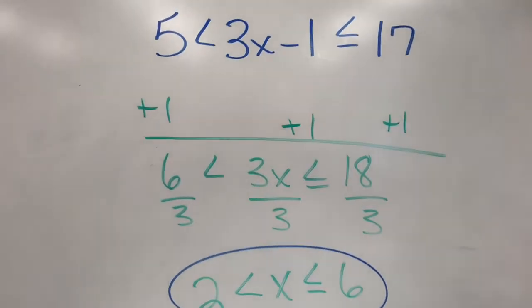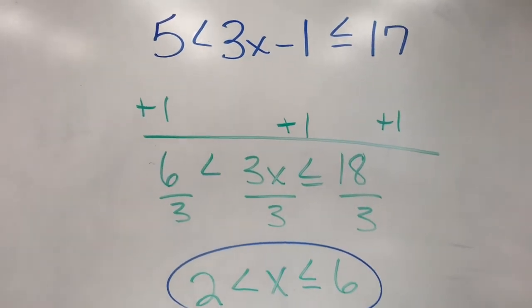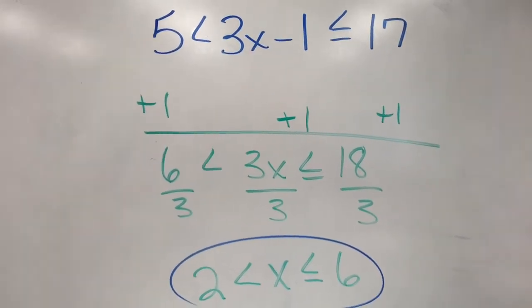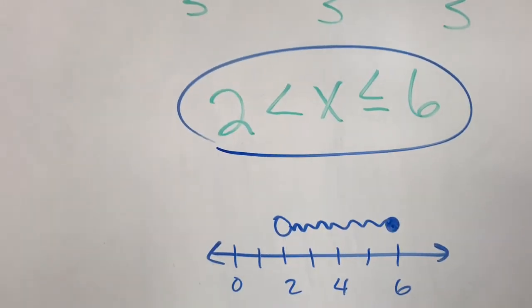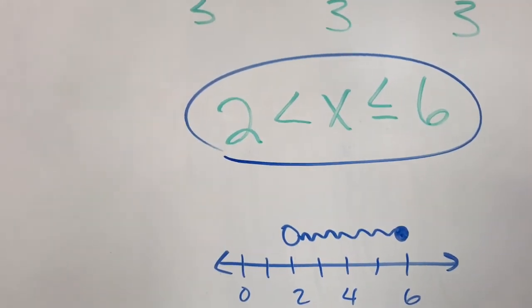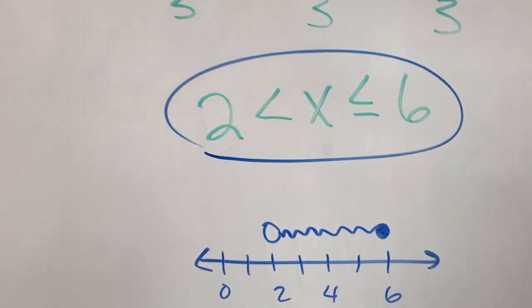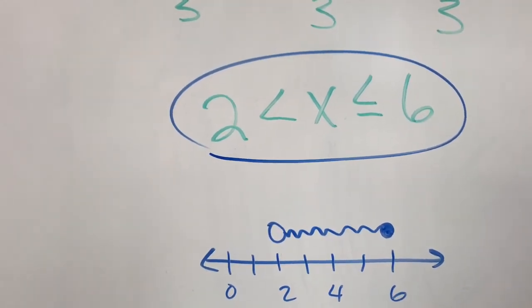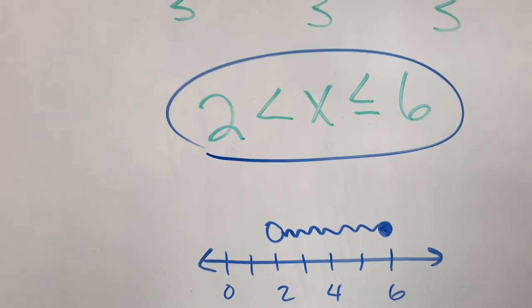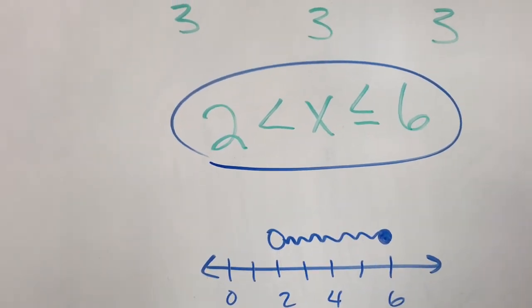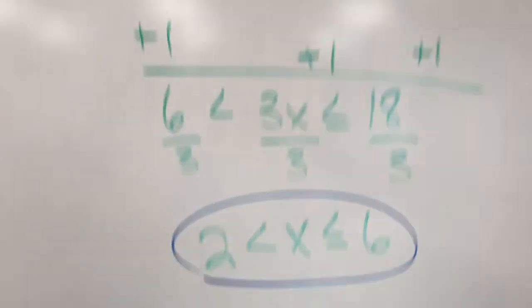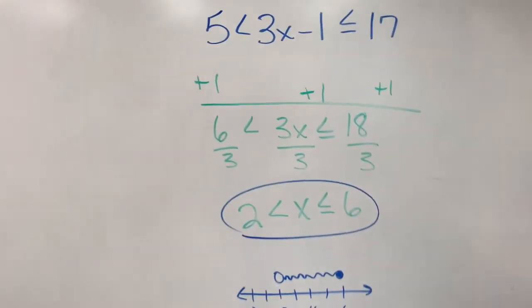And so we get 2 is less than x, which is less than or equal to 6. Okay, and then we need to graph it. Since x ends up being greater than 2 and less than or equal to 6, we have an open circle at 2 and a closed circle at 6. So everything in that graph will make this original statement true.